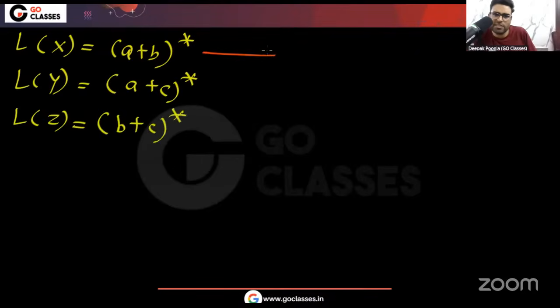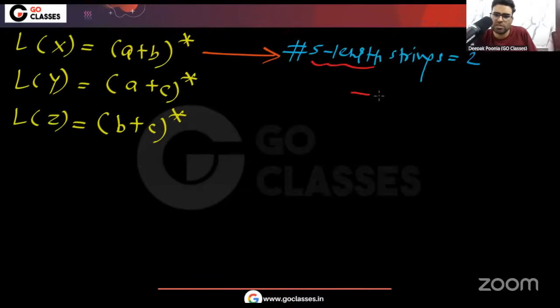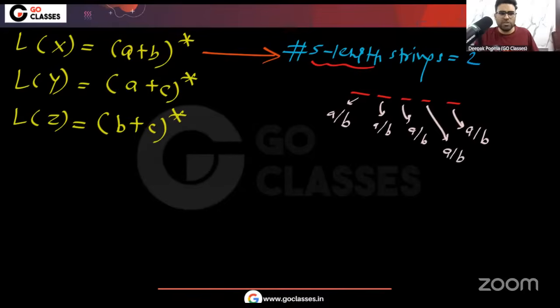Tell me how many five length strings are in this set? Meaning, by the state X, how many five length strings will be accepted? Very simple, that will be 2 power 5. Why 2 power 5? Five length strings: here you can put A or B, here you can put A or B, here you can put A or B. The point is very simple, that in each position you can put A or B. So the number of five length strings accepted by the state X is 2 power 5.